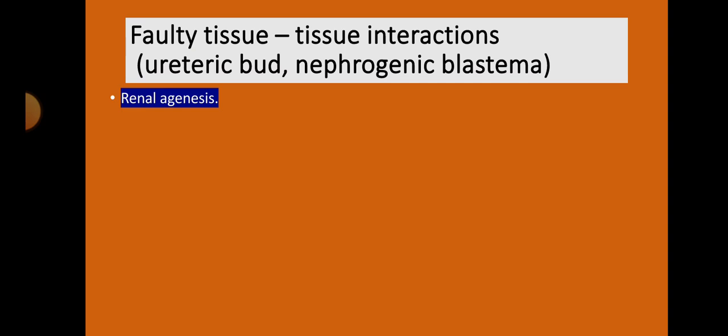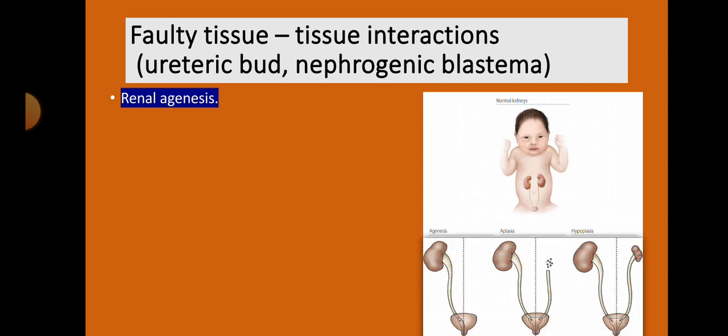One anomaly which can happen is called renal agenesis. The kidneys may fail to develop either unilaterally or bilaterally. You can see in the picture, the first one shows agenesis, the second one aplasia, and the last one hypoplasia. This can happen because of faulty interactions between the ureteric bud and the nephrogenic stromal mesenchyme.